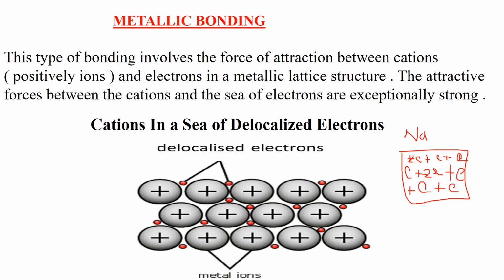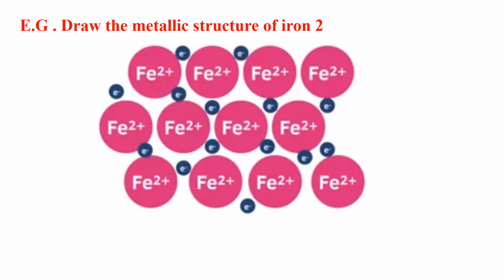So let me repeat myself, in case you are writing for zinc, of which we know that zinc has a valence number of 2. This simply means that you will be writing 2 plus, 2 plus, 2 plus here. If it is copper, you do the same. Draw the metallic structure of iron 2. They have said iron 2, which means that the valence number is 2. So this is how we're supposed to draw the metallic structure of iron 2.